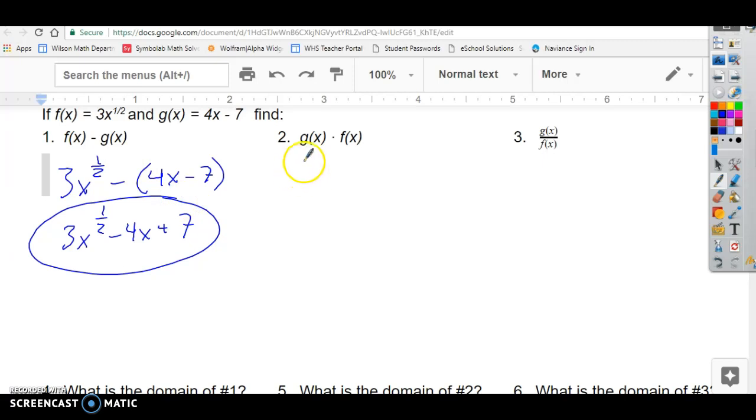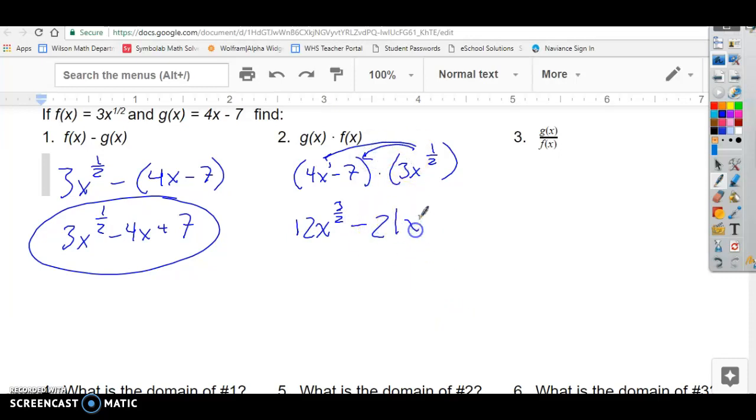As far as 2 goes, we're going to take 4x minus 7 and multiply that by 3x to the half. So the first one, we have 3 times 4, which is 12. I'm going to do 1 plus a half, which gives me 3 halves. Now I'm going to subtract. Now I'm going to multiply 3x to the half times 7, which would be minus 21x to the half.